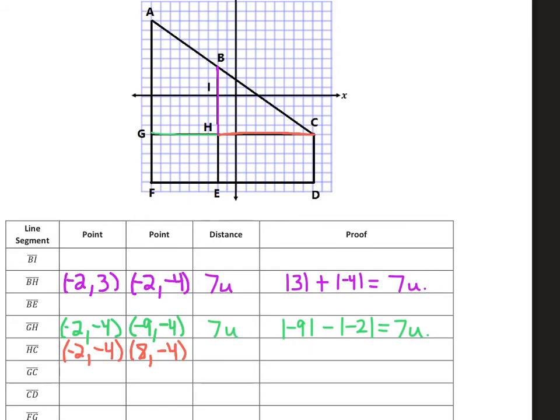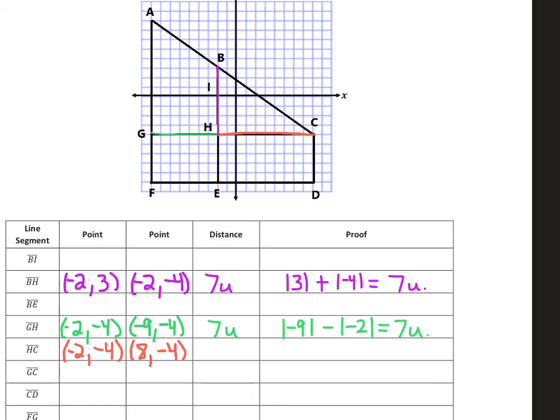And for our last one, again, we're crossing 0. H to C crosses 0. We're at (-2, -4), and then we're at (8, -4). And so we have a positive here and a negative here, which means we cross 0. And our y-coordinates are the same, so we have a horizontal line.